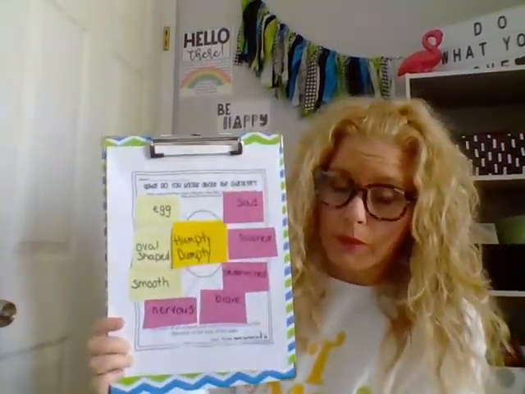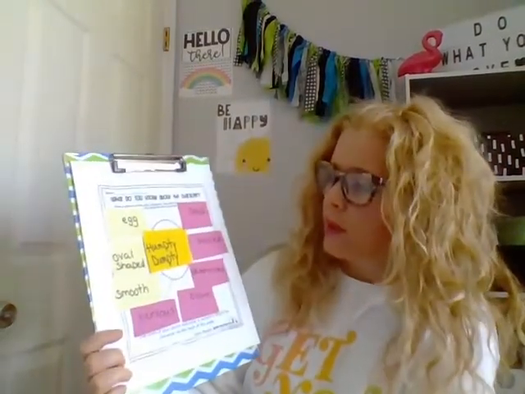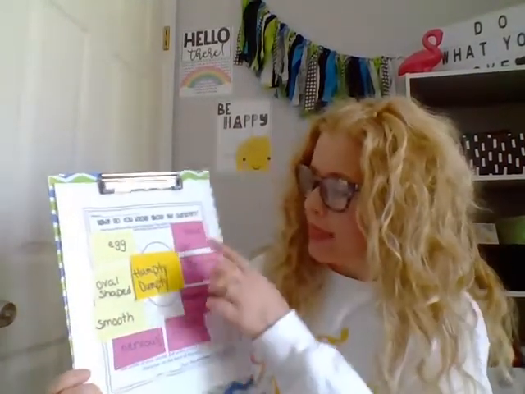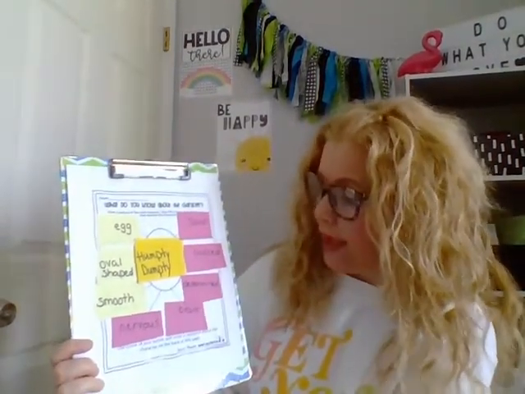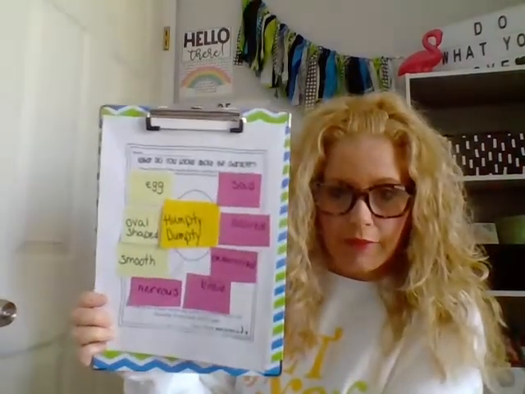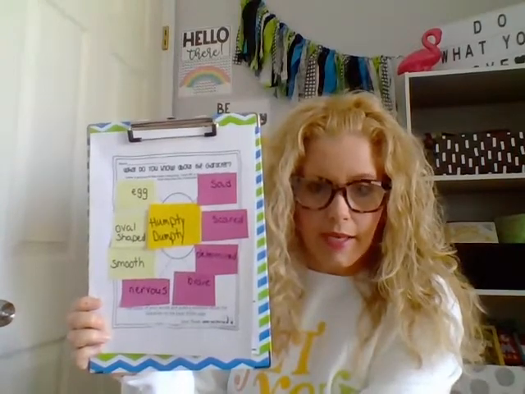I wrote Humpty Dumpty in the middle, and then on the pale yellow are the ways that you probably would have described the character in the past, what it looks like on the outside. So I put egg, oval shape, and smooth. And that is a little bit how you would describe an egg. But then the purple Post-its are the more important traits. So I wrote sad, scared, determined, brave, and nervous. And those are some really great words to describe Humpty Dumpty as a character.